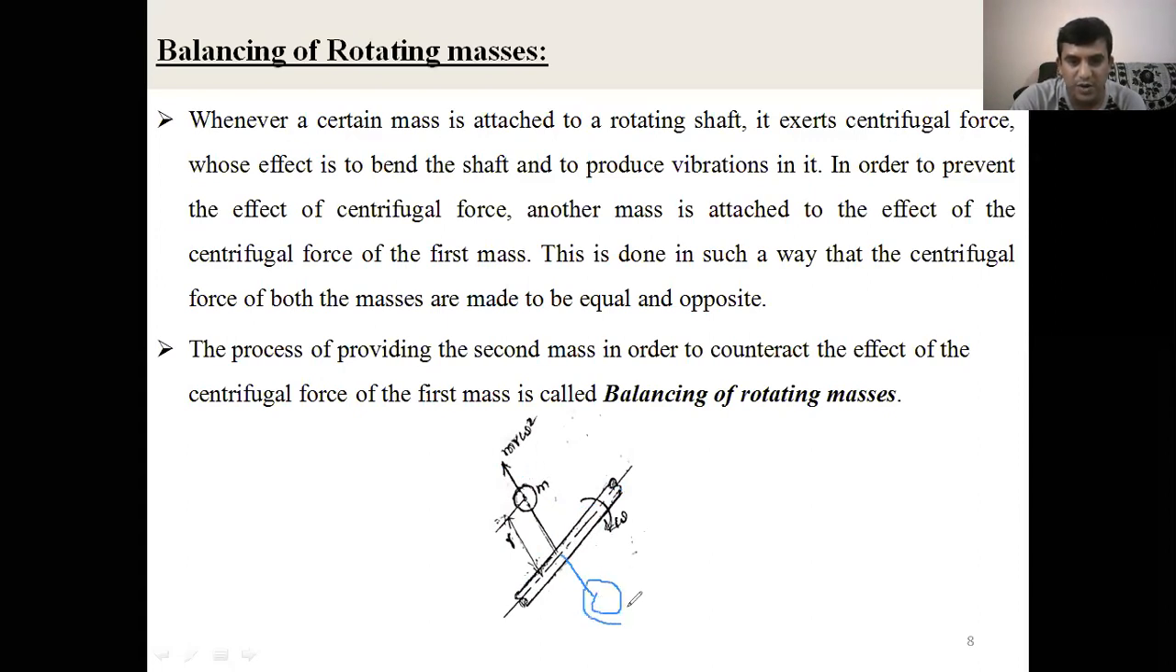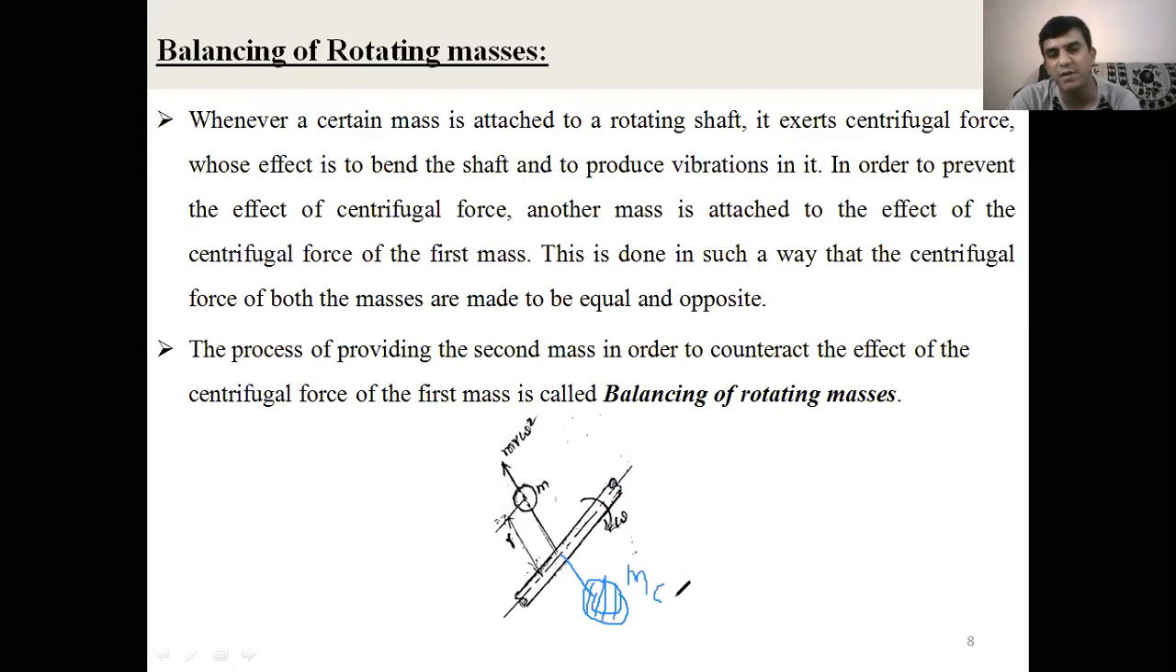This is what we call the disturbed mass. This M is a disturbed mass that produces centrifugal force m r omega square. Now we attach one more mass, a counter mass or balancing mass, which we represent as M suffix C. M stands for mass, C stands for counter mass, at a radius of rotation from the center of the axis of the shaft, R suffix C.